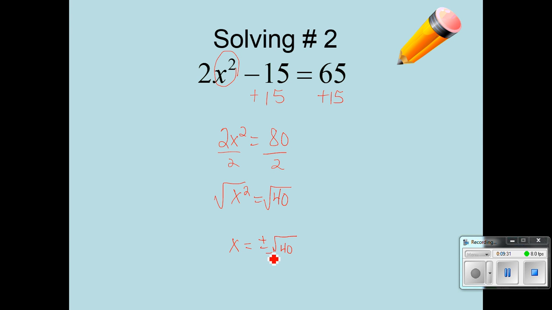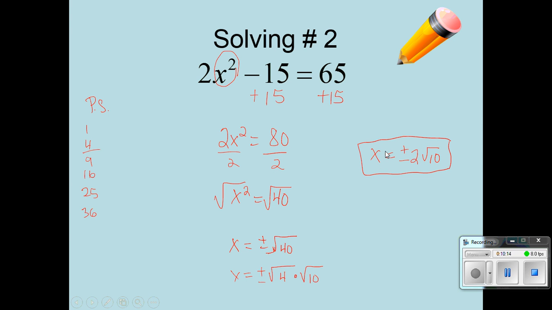Now, before I can say this is my final answer, I have to think about all the perfect squares that could divide into 40. And which one of these, if there is any, will divide into 40 evenly? Well, I say 4 will divide into 40 evenly. So I have plus or minus the square root of 4 times the square root of, what's 4 times what gives you 40? That'd be 10. So then my solutions to this problem would be plus or minus the square root of 4 is 2, so 2 square roots of 10. That would be the two answers to this problem.